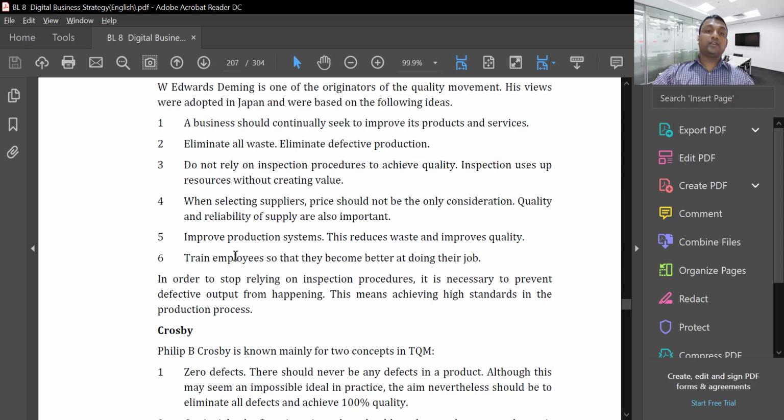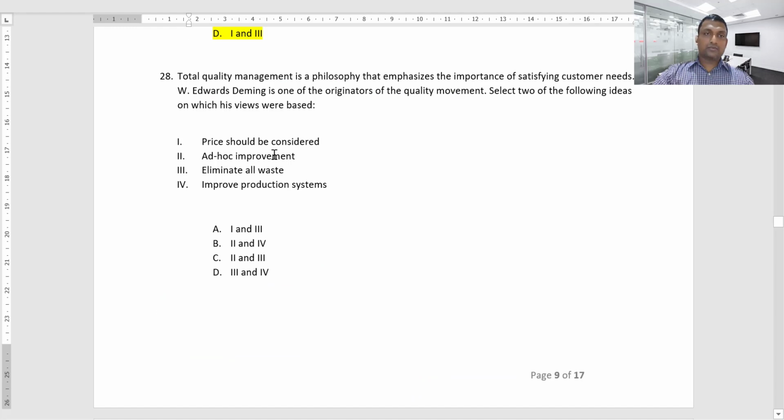Number 6, train employees so that they become better at doing their job. So employees should not be the reason for the mistakes created. Employees should be treated as people who can overcome the problems in the organization. So they should be trained so that they can be better doing their jobs. So if you look at the answer points given here, it's now clear that eliminate all waste and improve production systems are the two answers. So the answer is D.